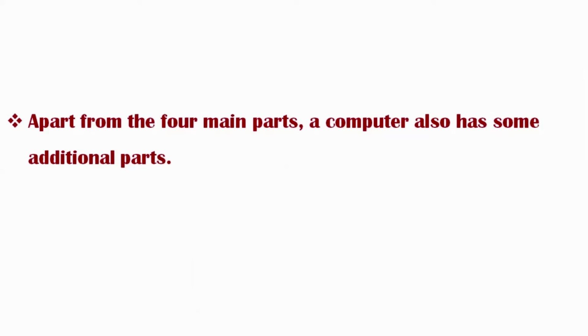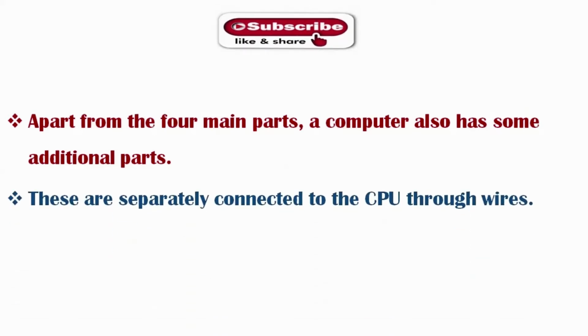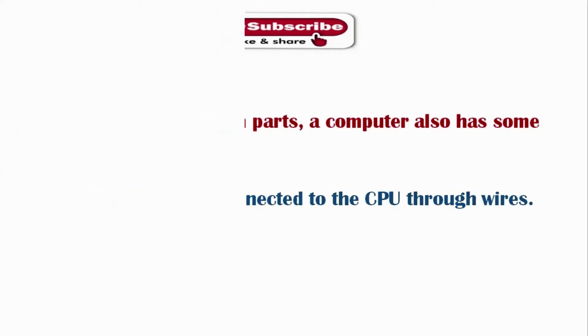Apart from the four main parts, a computer also has some additional parts. These are separately connected to the CPU through wires.